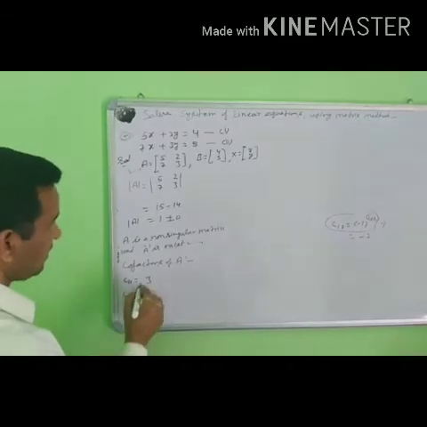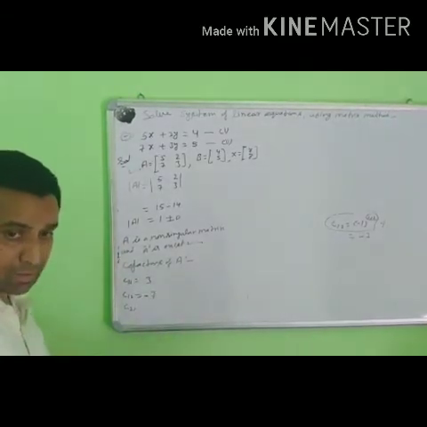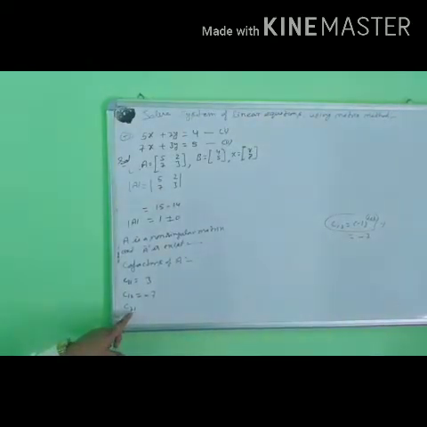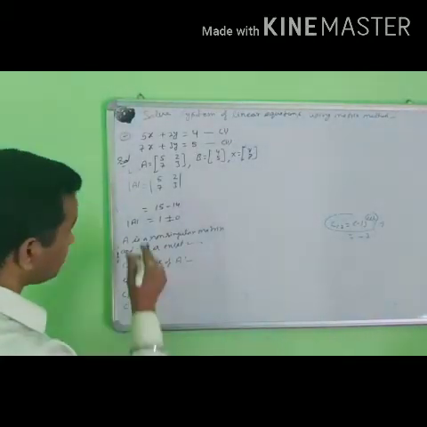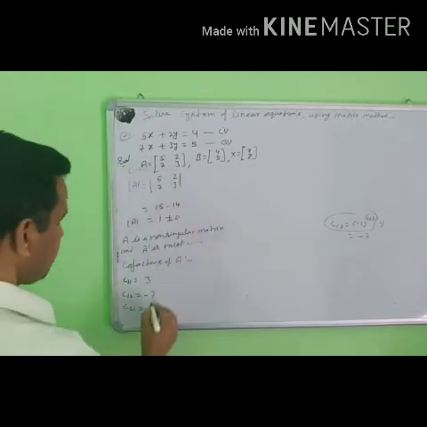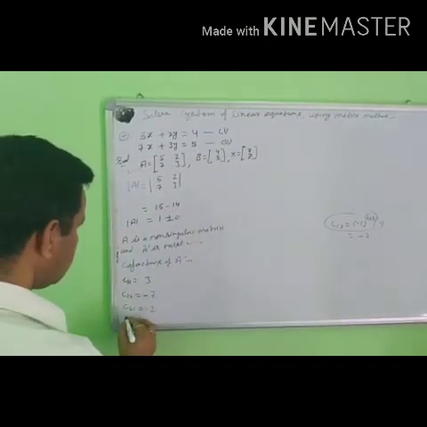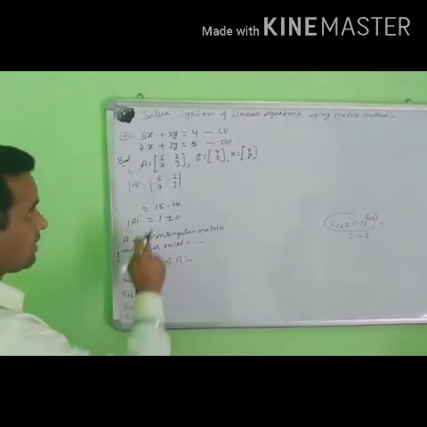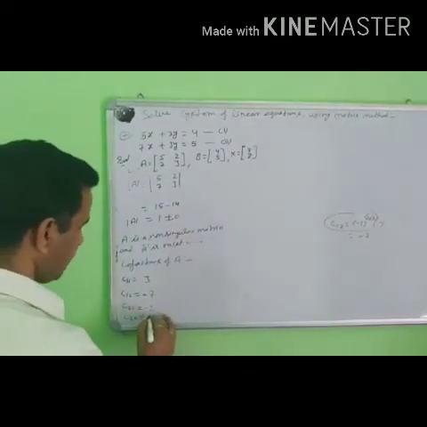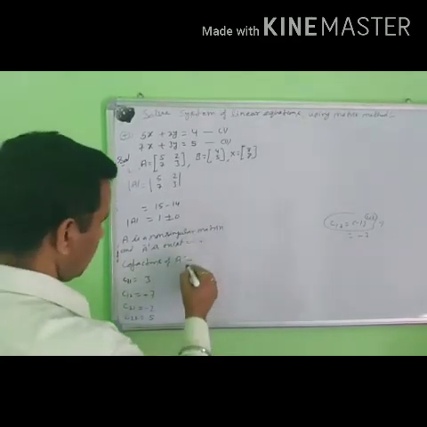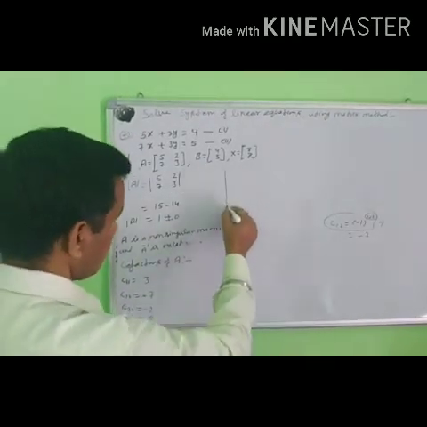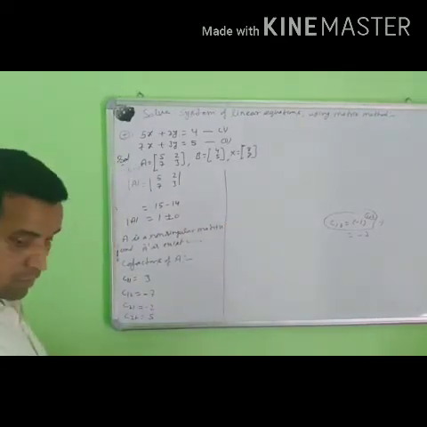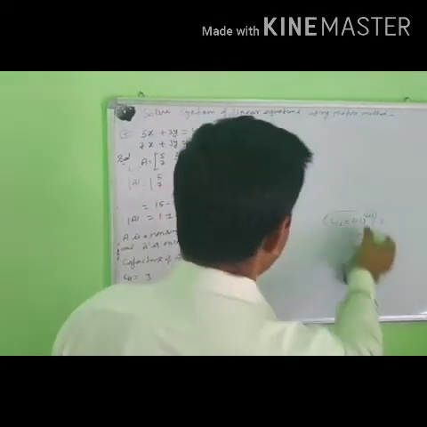Similarly, 2 plus 1 is also an odd number, adding i and j, so the negative sign comes here also. So the answer is minus 2. Next, C22, 2 plus 2 is an even number, so the answer comes 5. These are your cofactors.